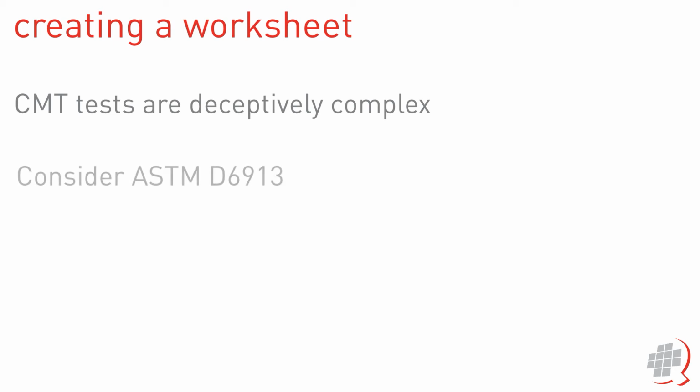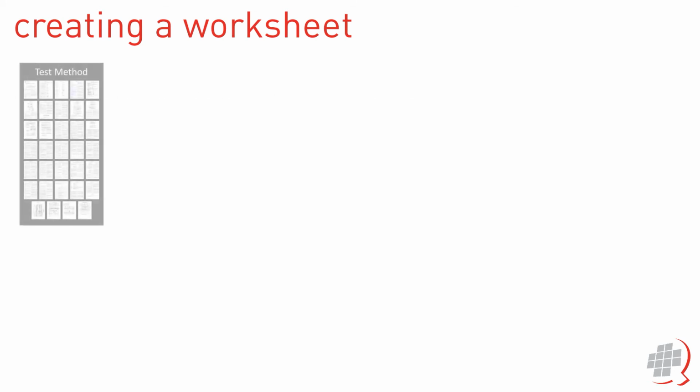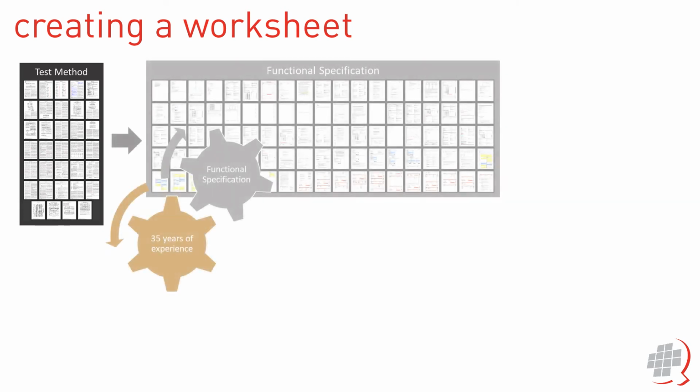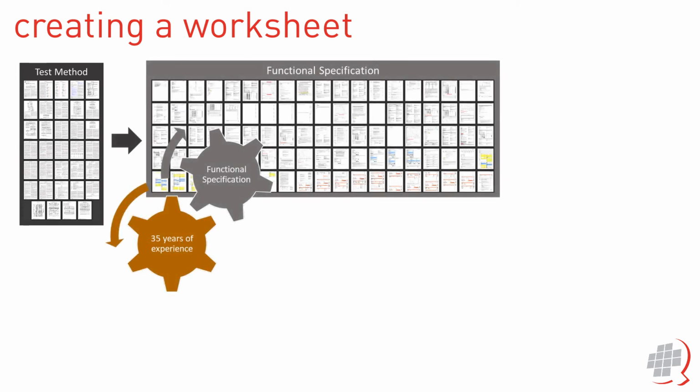But for now, let's see what it takes to develop an admittedly complex worksheet for a PSD test at a very high level. We start with the test method itself, in this case ASTM D6913, which is itself over 30 pages long. We review the test method, all of the processes and permutations that it allows for, and develop a functional specification, which is a description of how the worksheet should behave for the end user. Things like what fields and buttons should be present and how they should behave.